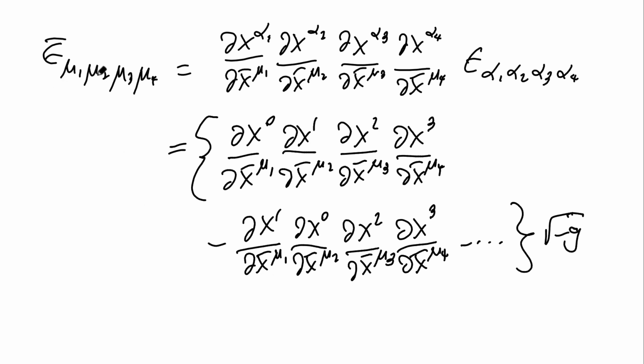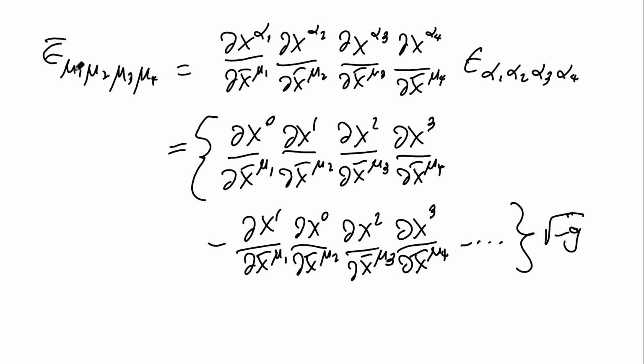Let's say mu1 and mu2 are both equal to 0. Then this factor, partial x0 with respect to x bar 0, is the same as this factor. This factor is the same as this factor. So these two terms inside the curly brackets cancel. And in fact, every term inside the curly brackets will cancel pairwise if any of these indices are the same. So the only case in which we get something non-zero is when these four indices are distinct. So there's some permutation of 0, 1, 2, and 3.